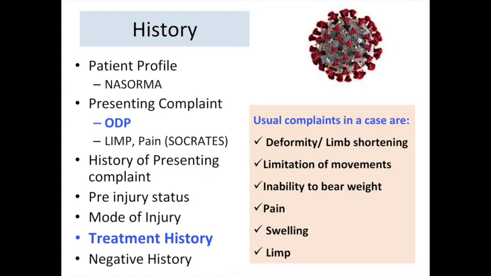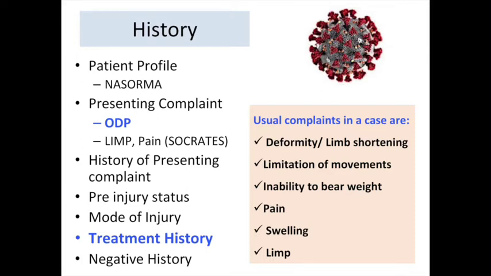So let's get on to the job, history. Now we start with the patient profile as already described. There is a mnemonic with the name of NASORMA, meaning name, age, sex, occupation, residence, marital status, and when the patient was admitted with you. So all this tells you about the background of a patient, what could be the causative issues in the patient, and how you're going to manage him later on after giving him treatment.